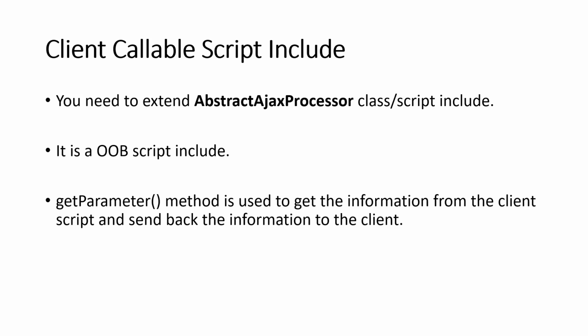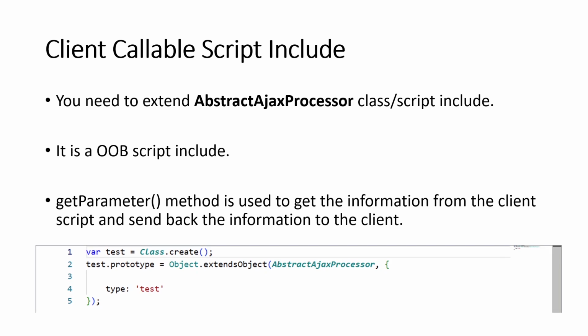So there is a method called getParameter that we are going to use while doing the use case also. This is something that helps get the value which is sent from the client end, like from the client script maybe, and then send the information back to the client. This is how the method works. And we will see that practically. And finally, when you are creating a script include and clicking on the client callable checkbox, you know that it's there, and then automatically this comes up.